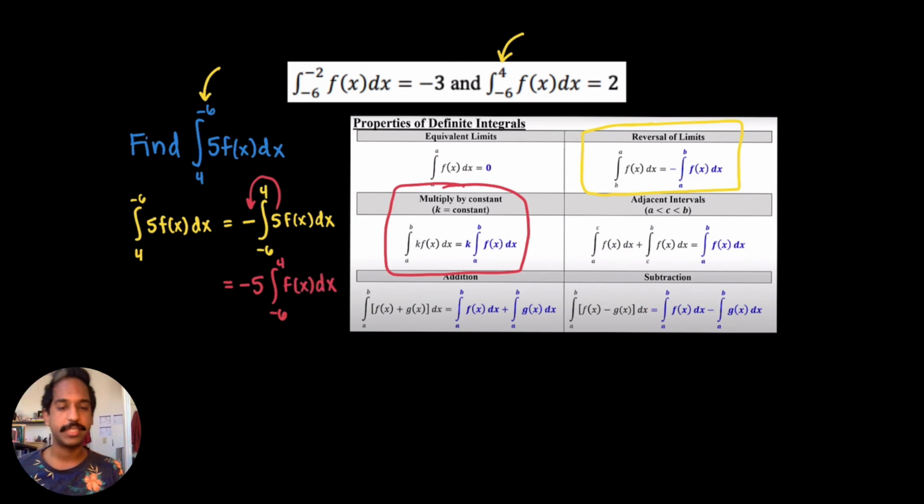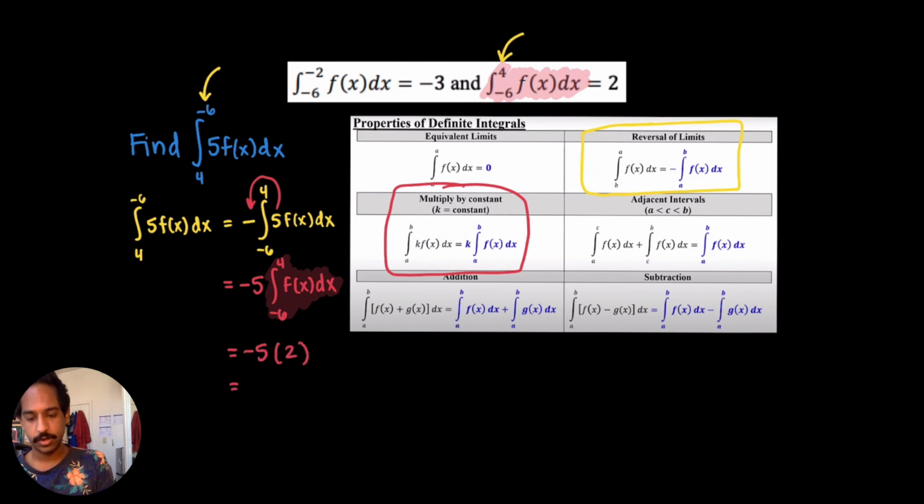And now, what do we see? The integral from negative 6 to 4 of f of x dx, that's exactly what I'm seeing here. And what does that equal? That equals 2. And so we can substitute that. This will equal negative 5 times 2. And so in the end, we see that the integral from 4 to negative 6 of 5 f of x dx will equal negative 10.